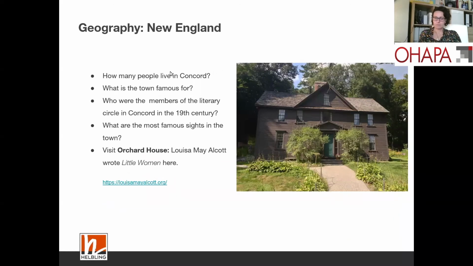So once you arrive in Concord, you can find information about how many people live there, what the town is famous for, what this literary circle is, if somebody is interested in literature, or maybe students are more interested in famous sites. When they are planning their own trip to the town, they can check out which sites they would visit. And as I said, you can visit the author's house here. Here's a link where you can directly go and take a tour around the house.